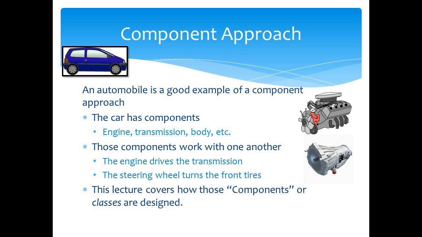For example, the transmission turns the tires, which moves the vehicle. Even though the transmission is a separate object entirely, by putting it together with all these other objects, we create the car, which causes combustion, which causes that car to move. The components, again, as I mentioned, work together. So that engine drives the transmission, or the steering wheel would turn the front tires.